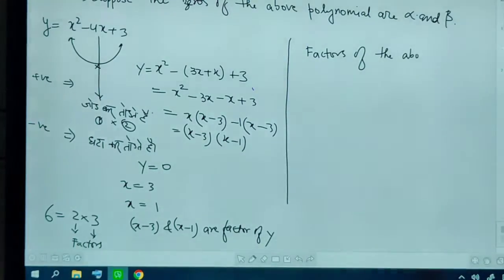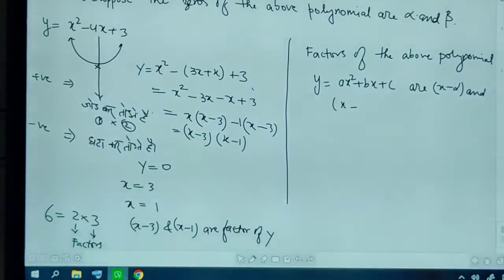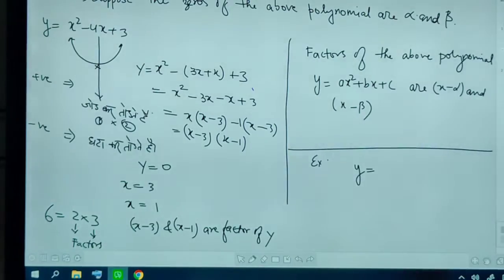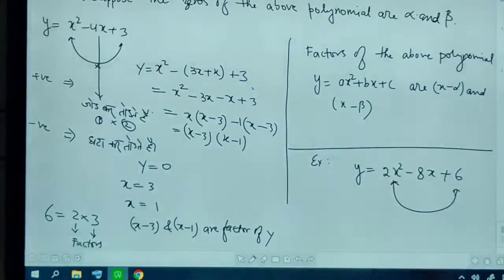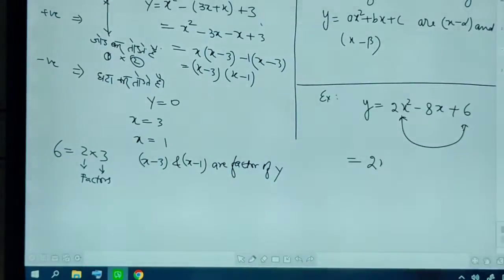Like 6 is equal to 2 into 3, so 2 and 3 are factors. Likewise, x minus 1 and x minus 3 are the factors of y. Now for the above case, y equal to ax square plus bx plus c, the zeros are alpha and beta. So we can say that the factors of the above polynomial ax square plus bx plus c are x minus alpha and x minus beta.